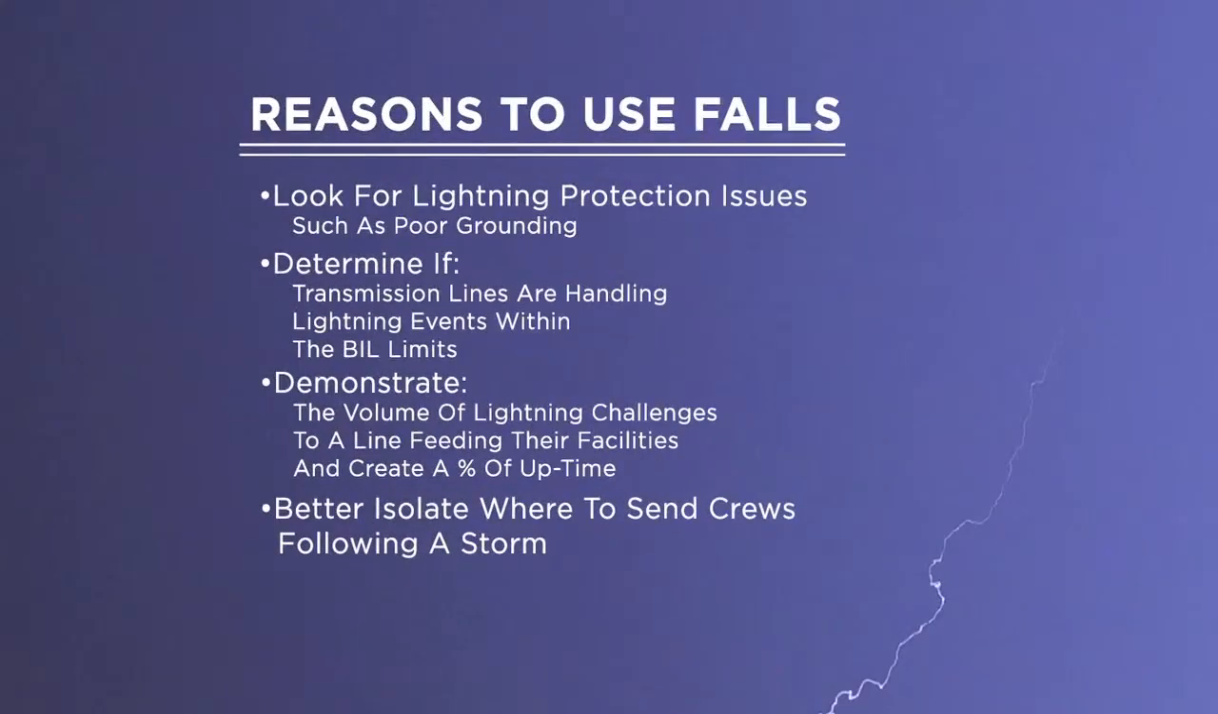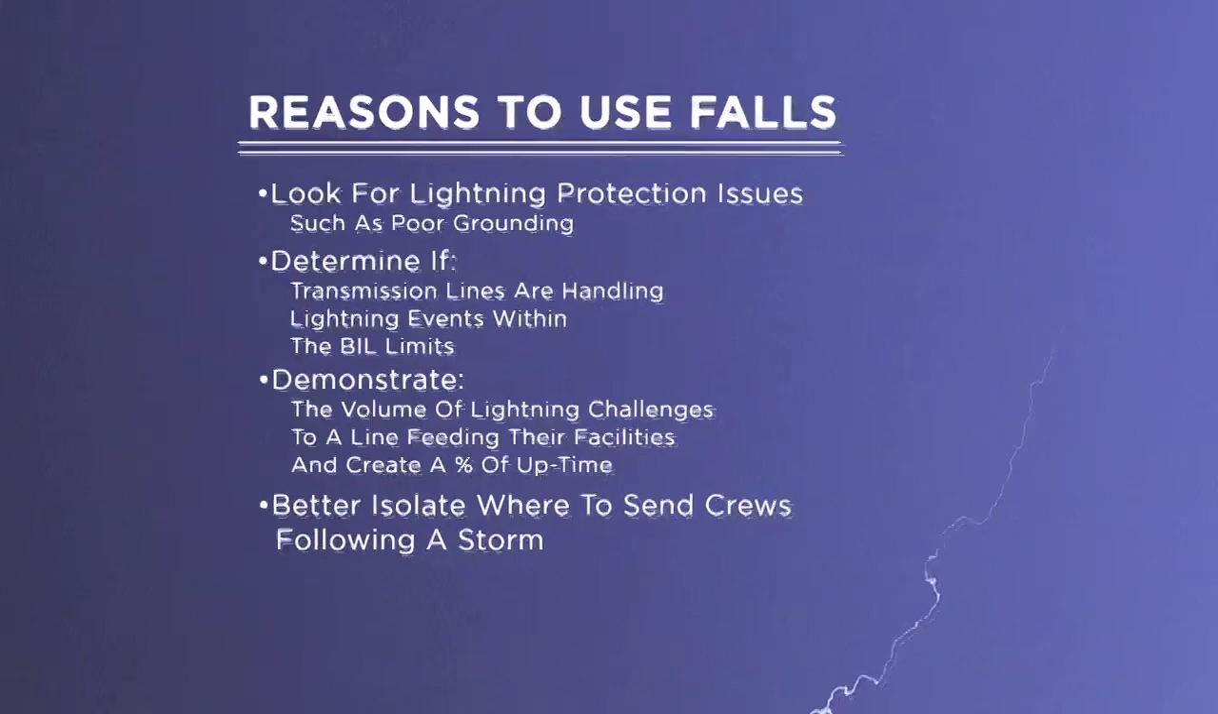To look for lightning protection issues such as poor grounding. To determine if your transmission lines are handling lightning events within the BIL limits. To demonstrate to your customers the volume of lightning challenges to a line feeding their facility and create a percentage of uptime. To better isolate where to send crews following a storm.